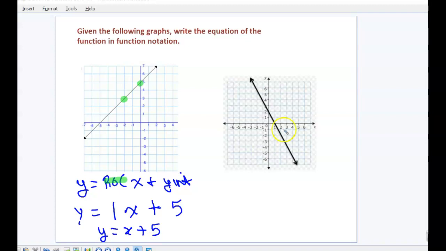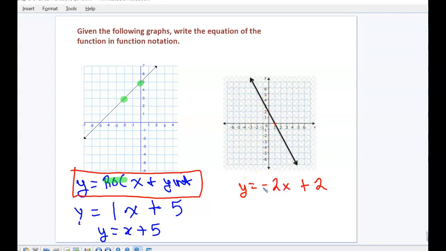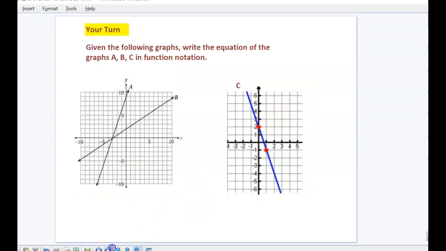Okay, for my next equation over here, I'll do this one in red. Again, we're going to be plugging into this formula here again. And this time my y-intercept is 2, so I'm going to have a plus 2 here. And now my rate of change going from here to here, I'm going down 2 and over 1. So my rise is -2, my run is 1, and it's going downhill. So my rate of change is -2x. So my equation is going to be y equals -2x plus 2.